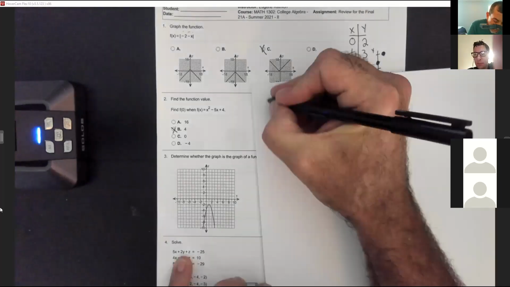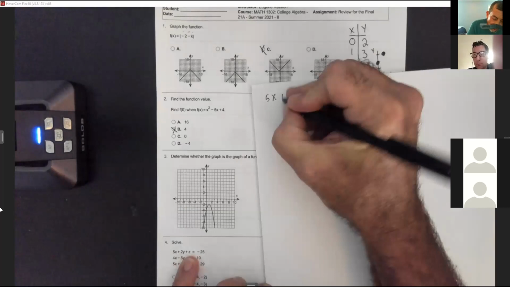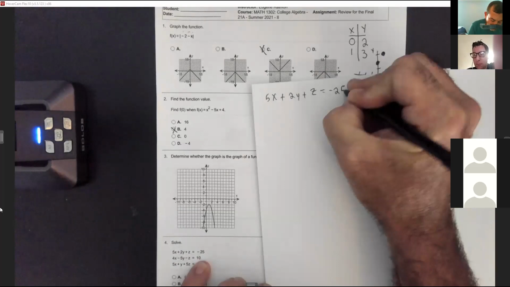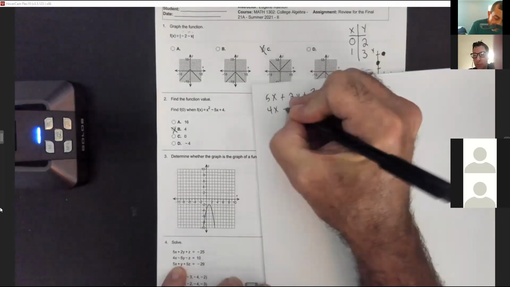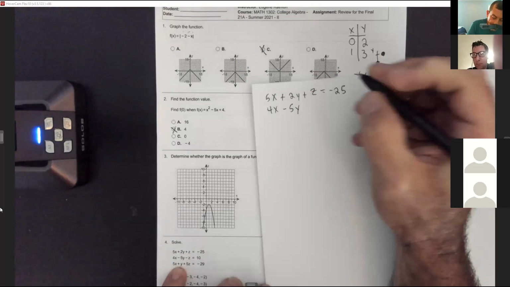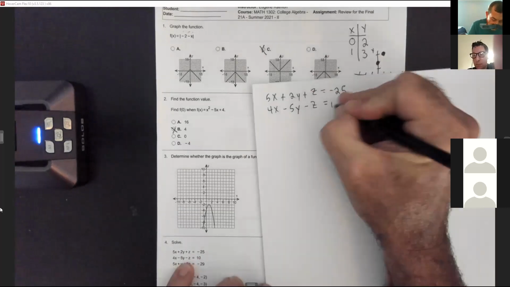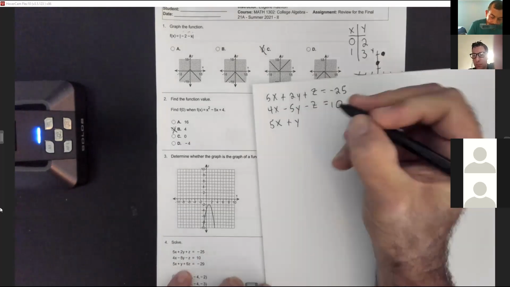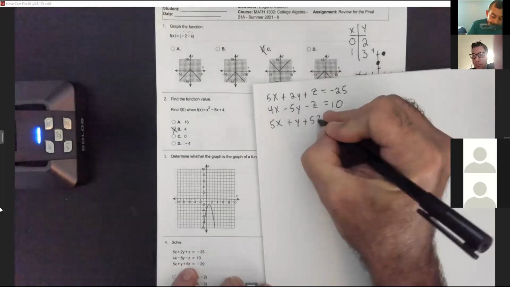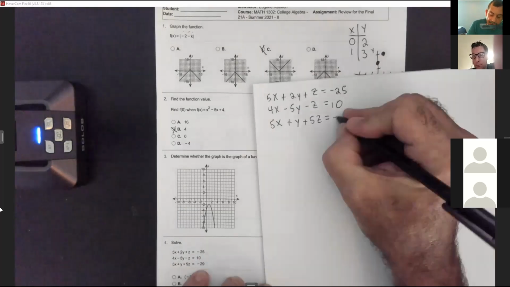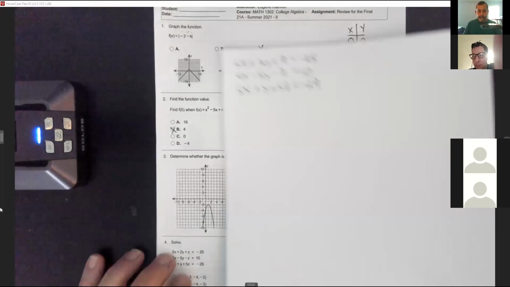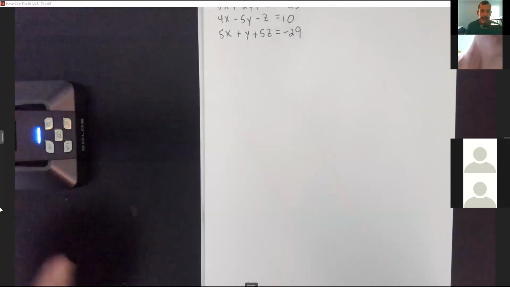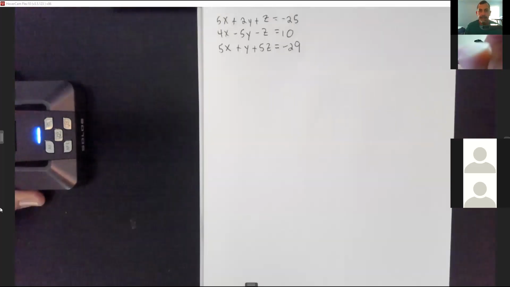So I've got 5x plus 2y plus z is going to equal negative 25. 4x minus 5y minus z equals 10. 5x plus y plus 5z is going to equal negative 29. All right, let me pull my camera up just a little there so that y'all can see the whole problem.